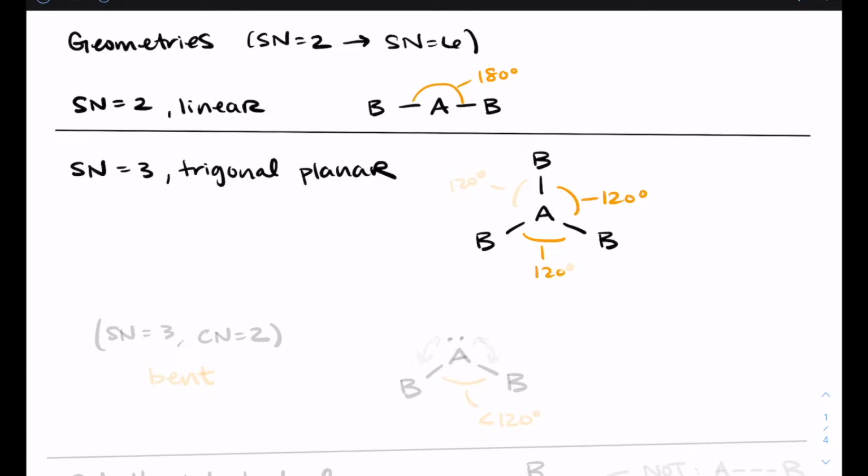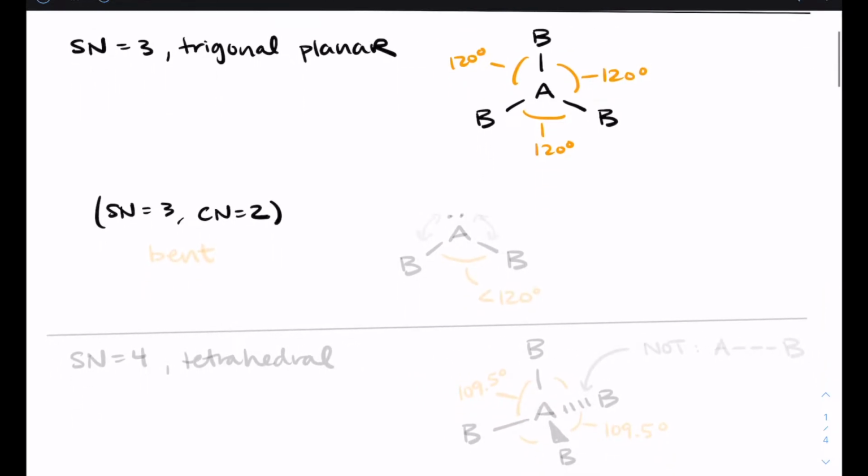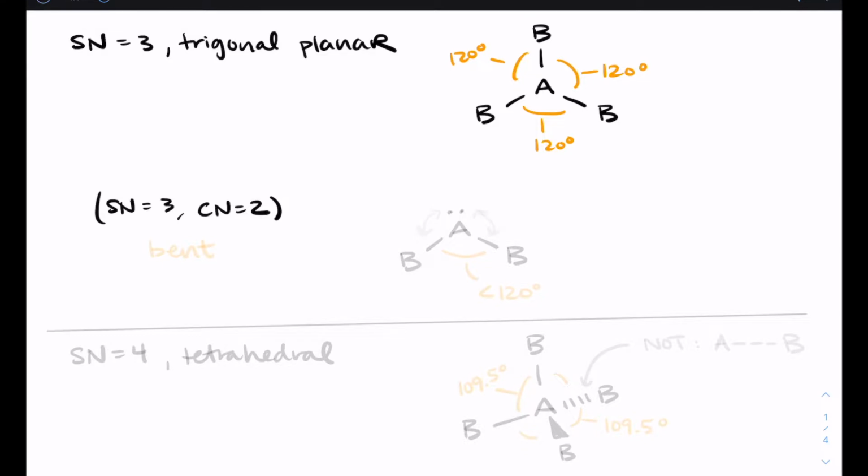Now, I can have a steric number of 3, but only a coordination number of 2. So if I have A connected to 2 B atoms separately, and A has a lone pair, that's 3 things around A, but only 2 of them are atoms. My electron geometry is still trigonal planar. So my first approximation is that they're all 120 degrees apart.